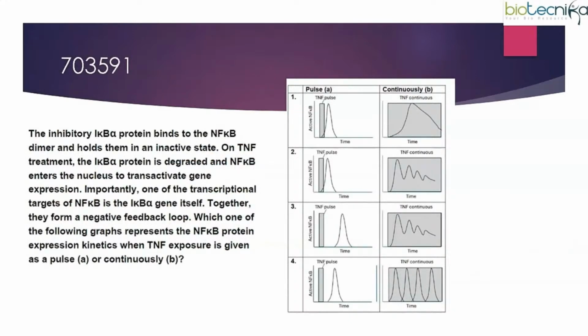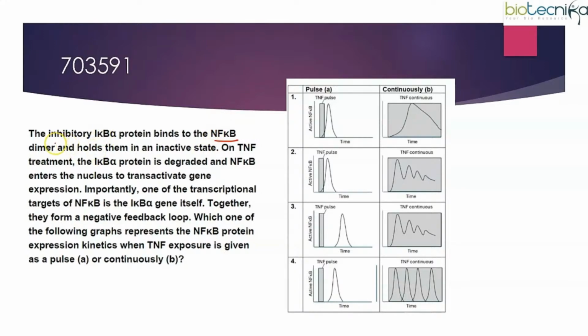Okay, so this is question number 703591. Let us read this question. It's a graph-based question, as we can see, and it's related to NF kappa B signaling. If you know the signaling, you can easily solve the question. It can be a part of unit 4E also, because the signaling for the various cytokines is taught there, as well as in the signaling chapter.